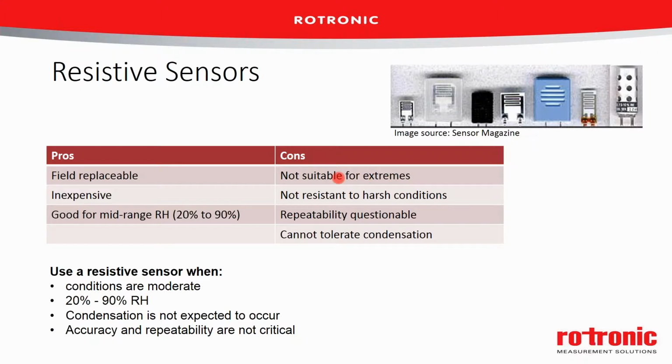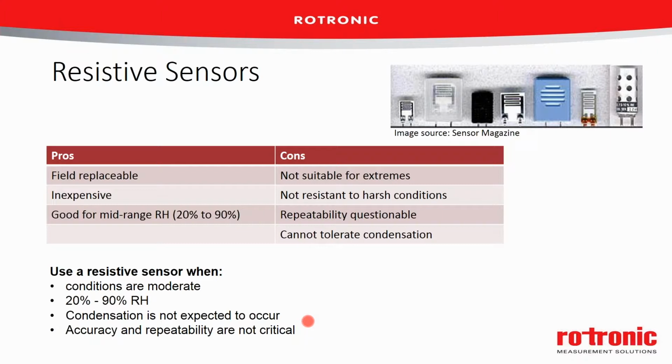Cons for resistives, they're not really suitable for extremes. If you have an office like mine that's at 8%, it's not going to be a very accurate measurement. They are not resistant to harsh conditions. If they get wet or chemicals, or if they get dirty, they don't stand up very well. The repeatability is questionable, so it's not as good as other technologies we're going to talk about. And they don't like condensation at all. But use a resistive sensor when conditions are moderate, 20 to 90%, when you don't expect to have condensation, and when it's not a critical measurement.